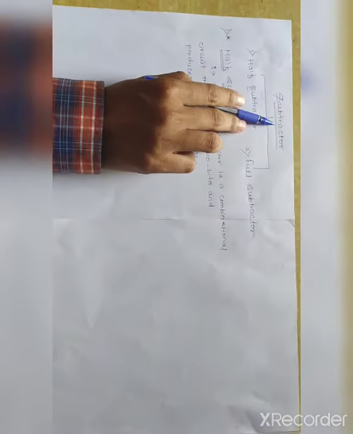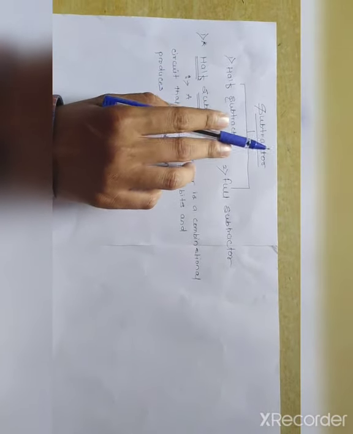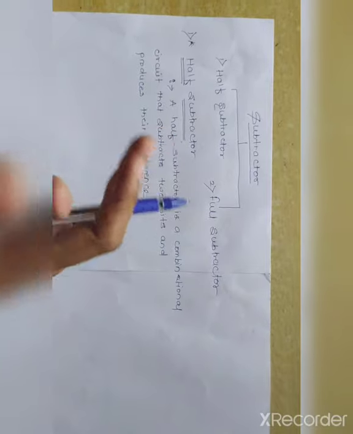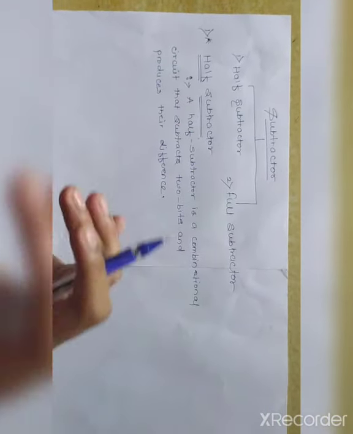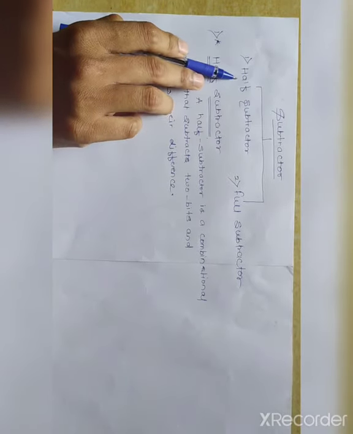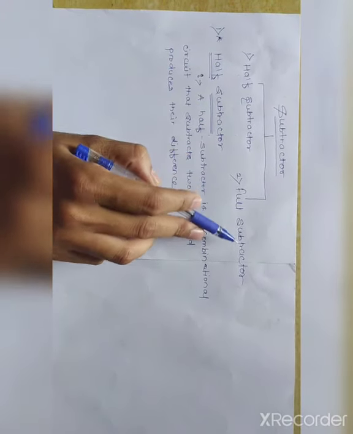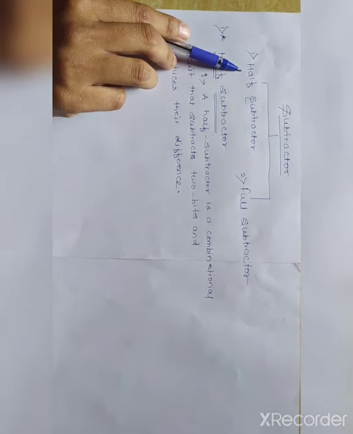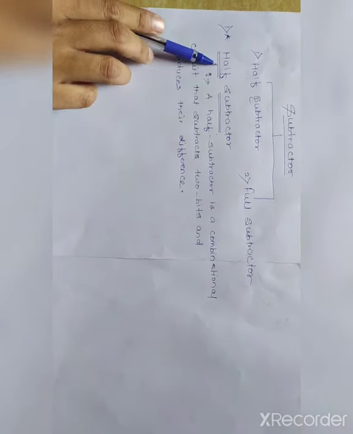Now today we are going to discuss the subtractor. Subtractor means subtraction of bits. It may be a two-bit subtraction or three-bit subtraction. There are two types of subtractor: half subtractor and full subtractor. Now let us see the half subtractor. I start with the half subtractor.